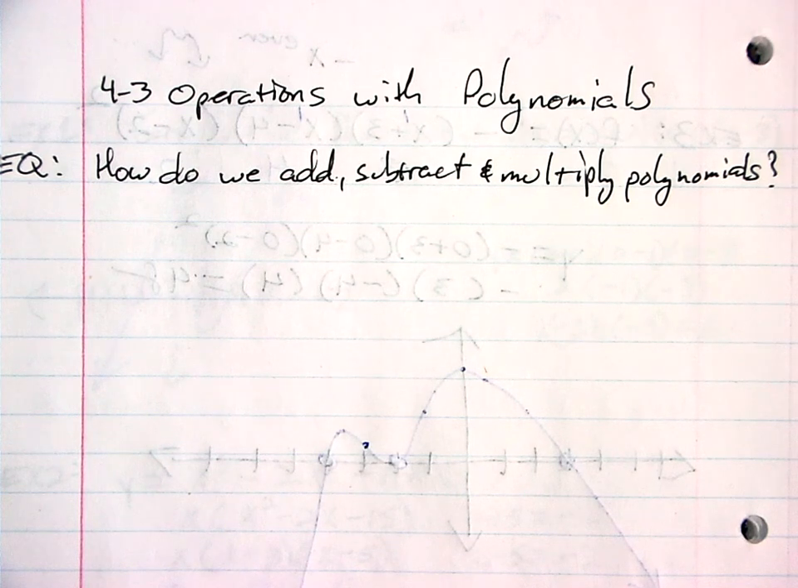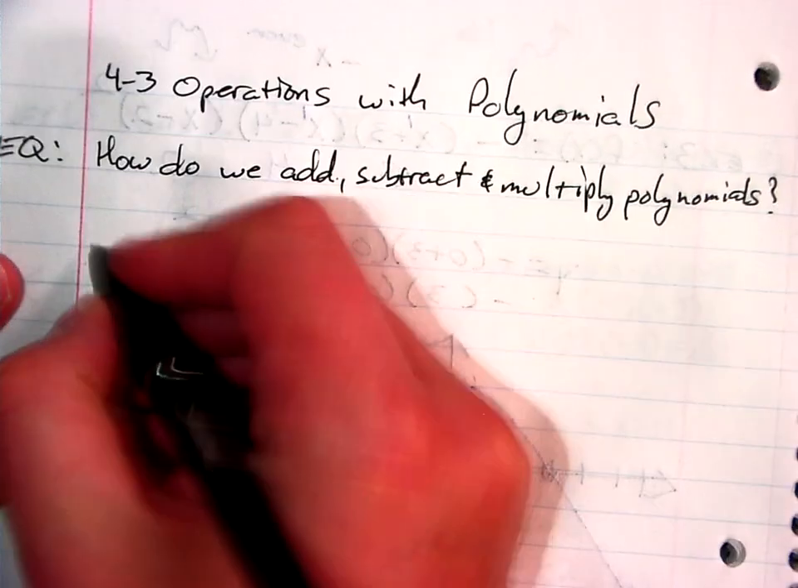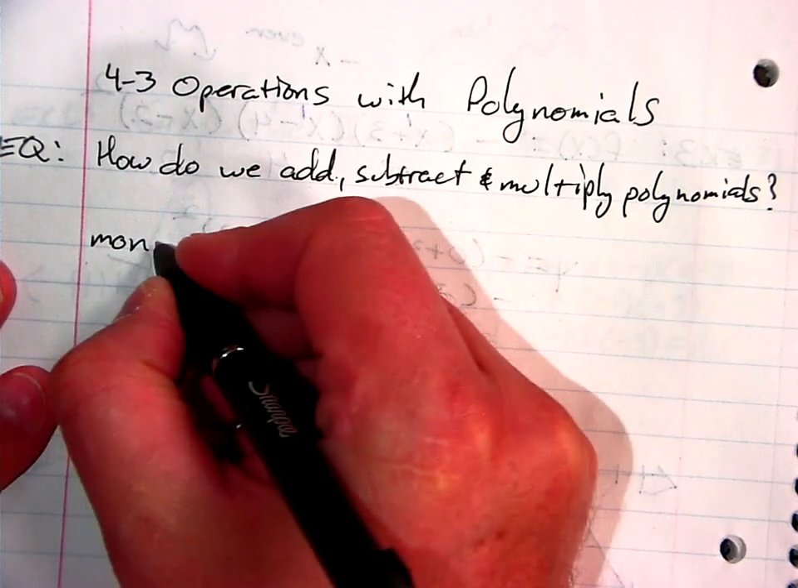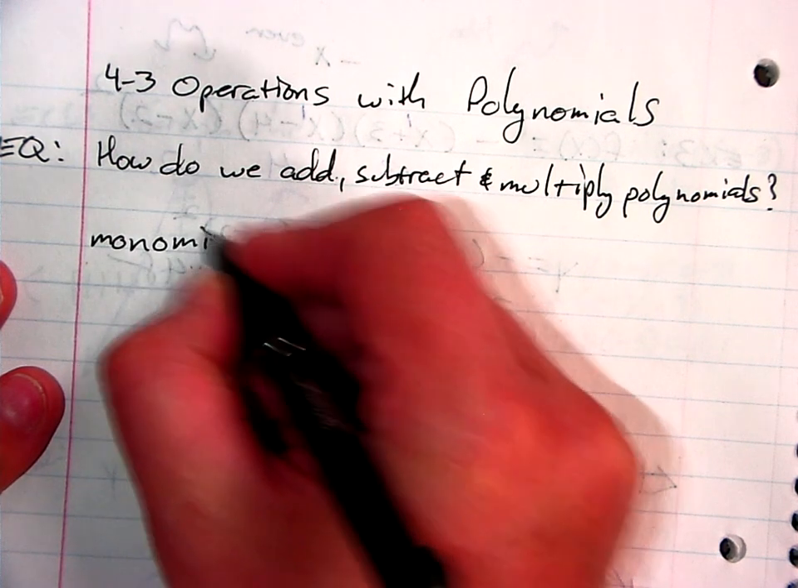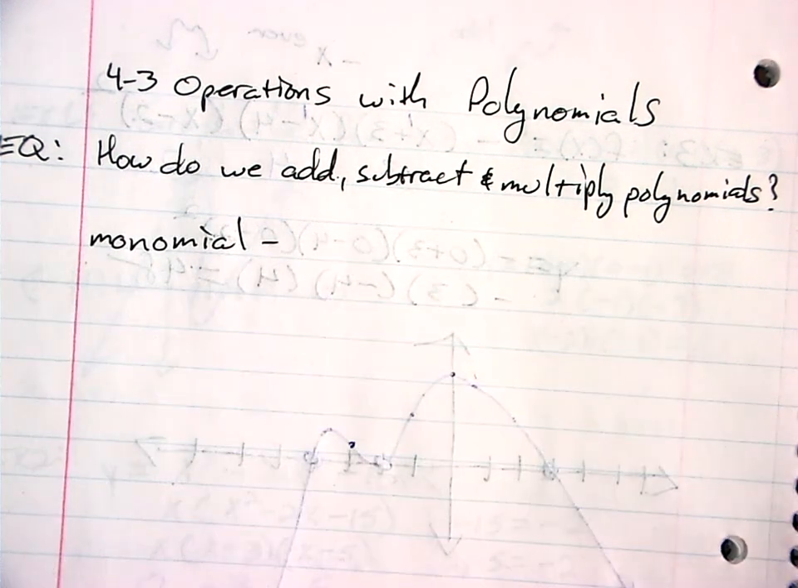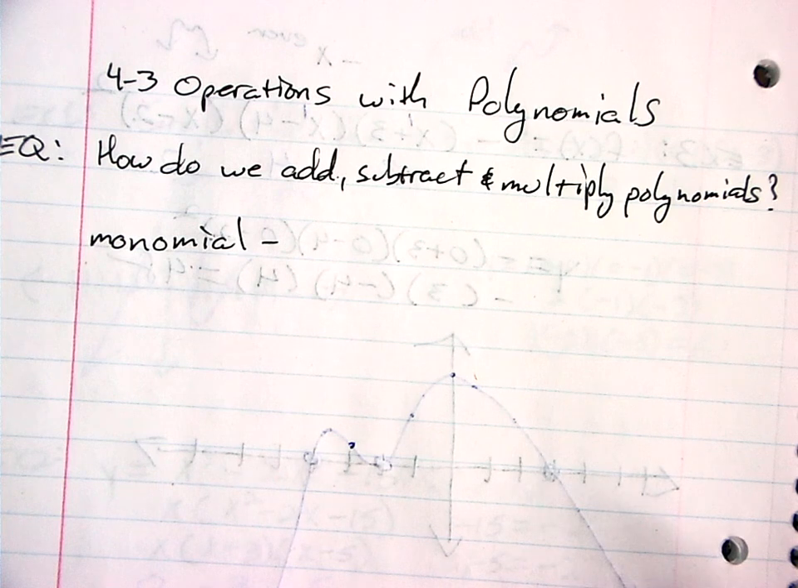And it's back and we're starting. 4-3, operations with polynomials. How do we add, subtract, and multiply polynomials? First of all, we need to define what a monomial is. We talked about it last week. Remember I said like the monorail at Disney, it only has one rail?